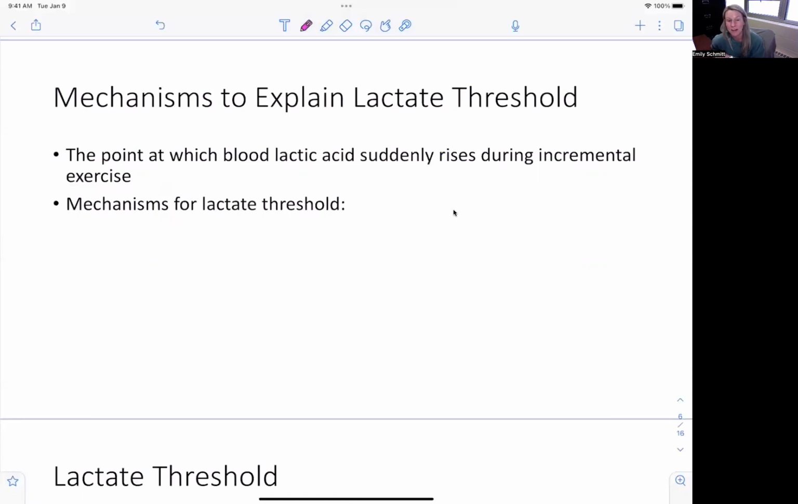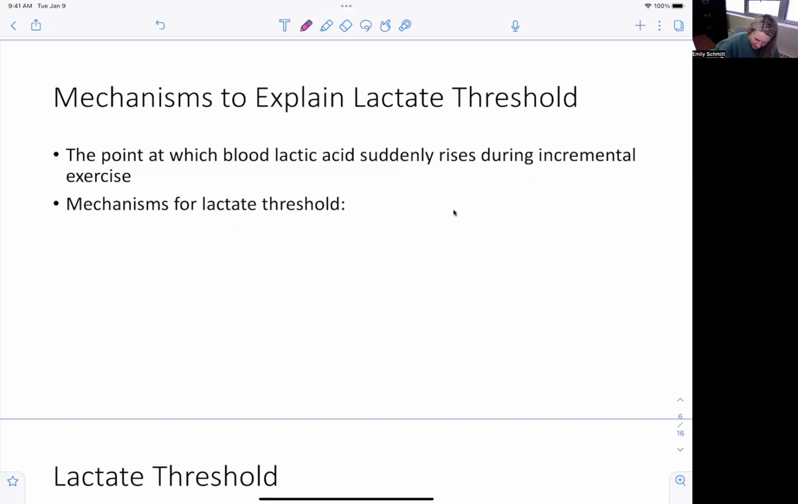And so right now we're working in kind of the mechanistic realm to really understand and explain lactate threshold, because it's still kind of one of those mysteries as exercise physiologists and exercise scientists that we're just not quite sure why this happens. But there are some theories out there as to why we have that accumulation that leads to that delayed onset muscle soreness, those sore muscles. So we'll talk about those now.